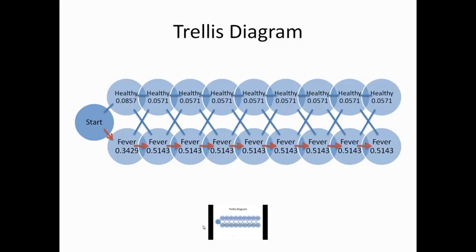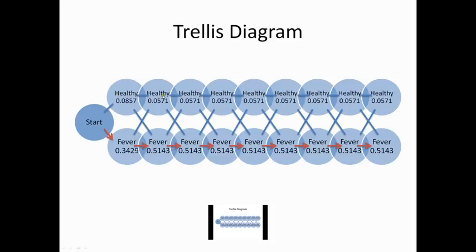And as I said in the beginning, we display this in a trellis diagram to help us visualize how we see the data, and this is just for understanding purposes. But as you can see here, we start out, and these blue lines represent you can either go healthy or you can go have a fever. And once you have a fever, you can either be healthy or you can have a fever. If you're healthy, you can either have a fever or you can be healthy the next day. So that just shows you all of the possible paths.